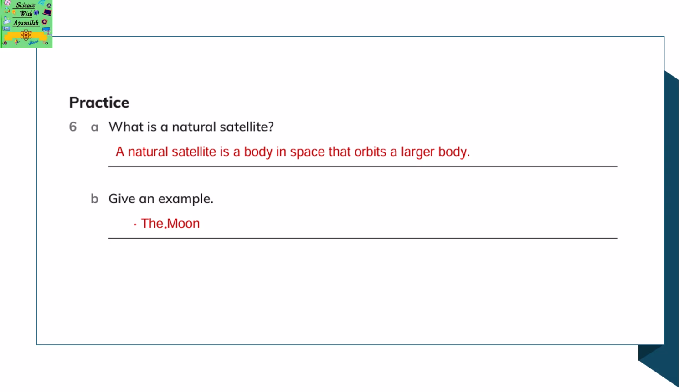What is a natural satellite? A natural satellite is a body or an object in space that orbits a larger body. Give an example. The Moon.